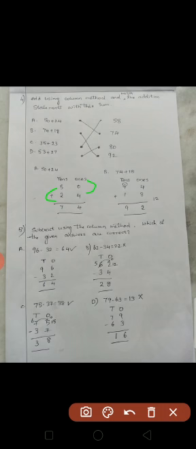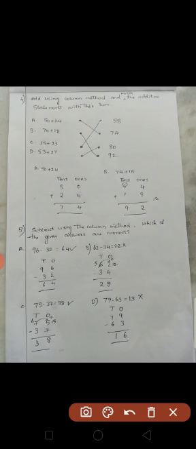In the same way, 74 plus 18. 4 plus 8 is 12. So 2 is in the ones place and 1 is in the tens place. Write 2 in the ones place, and this 1 you need to write over here, carry over. So 7 plus 1 is 8. 8 plus 1 is 9. The answer is 92.